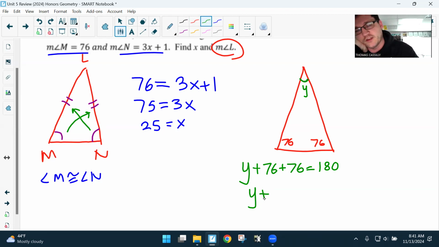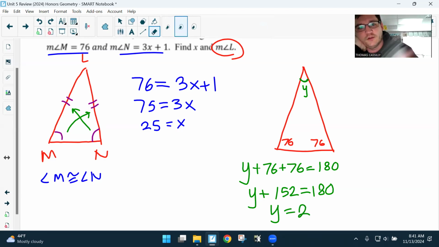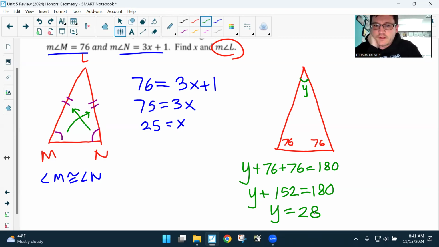So 76 plus 76. 70 plus 70 is 140. 6 plus 6 is 12. So that's going to be 152. So y plus 152 equals 180. Subtract the 152 on both sides. What will that give us? Let me try that again. Y should equal 28 here. 28 plus 152 gets us to 180, so that one's good. So angle L, instead of saying y equals 28, let's just say angle L equals 28. And there you go. That one's done. On to the next one.